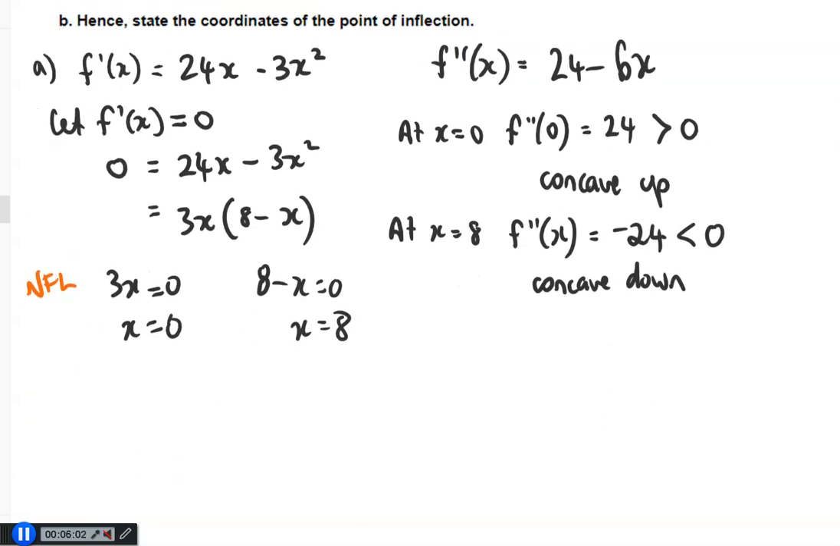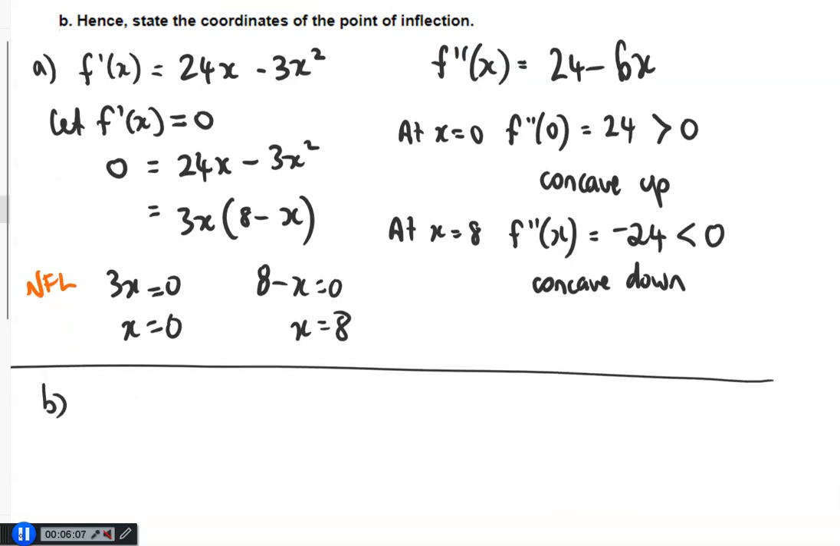Nope. What x value are we substituting? No. Why not those points? What are those points? They're stationary points. Are they points of inflection? No. They are minimums and maximums in this case.